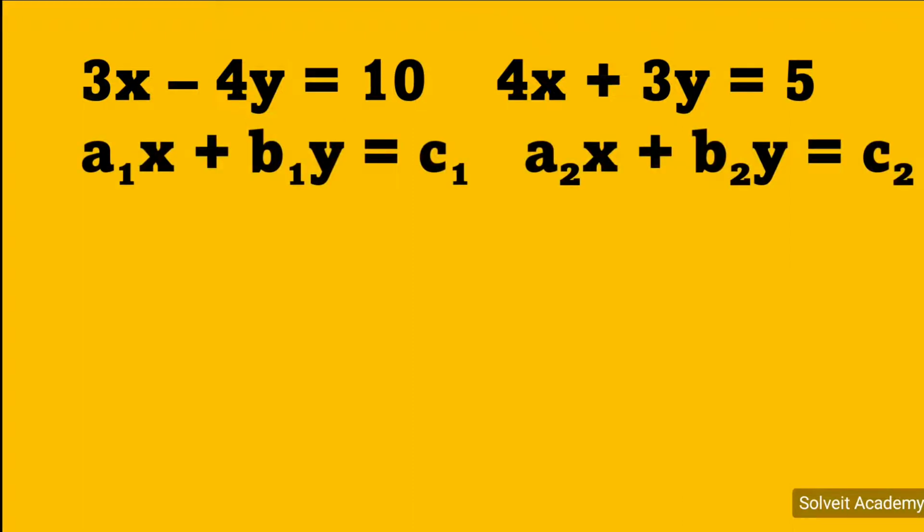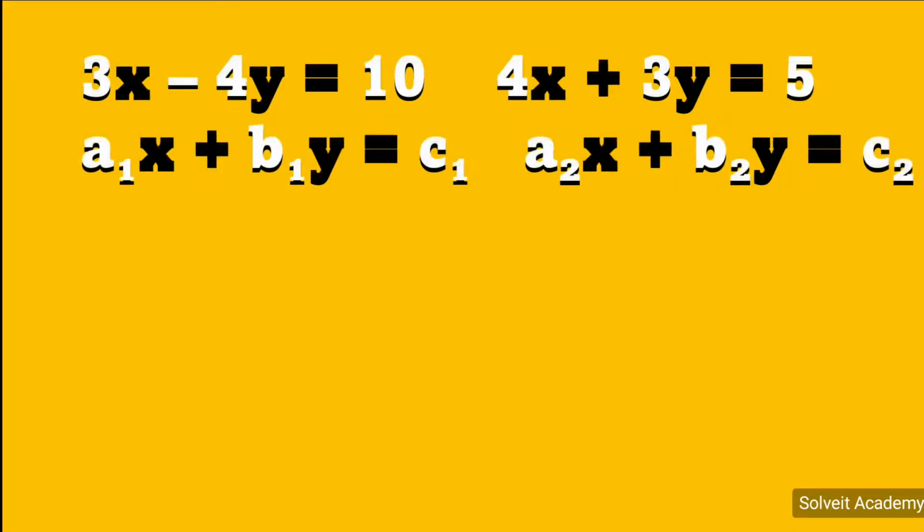We have the general form of equation. If two equations are given, then we can write these equations in general form as a1x plus b1y equal to c1, a2x plus b2y equal to c2. If we compare these two equations, then we can realize that in place of a1 there is 3, in place of b1 there is -4, in place of c1 there is 10, in place of a2 there is 4, in place of b2 there is 3, and in place of c2 there is 5.